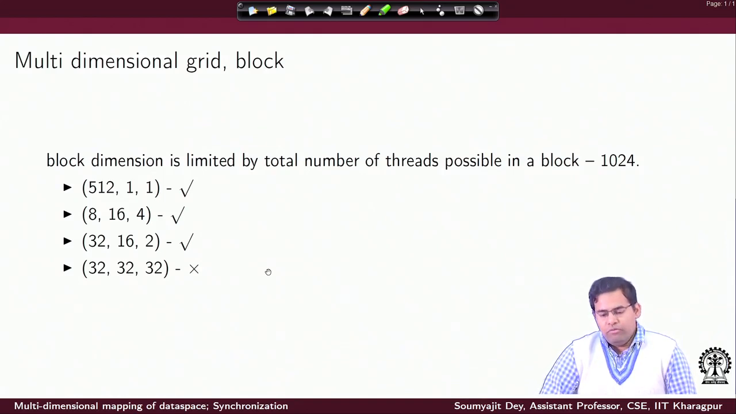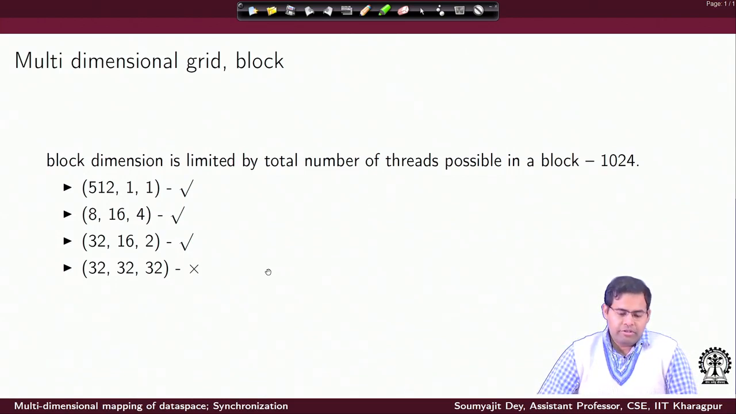So, right now we can assume that a block has a max size, which means there is an upper bound on the total number of threads that you can pack inside a block, and it is 1024. That automatically restricts the possible definitions of a block, as you can see, because we have given here as an example 4 possible block definitions.